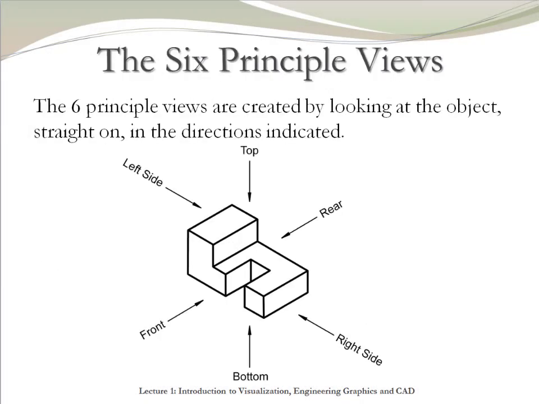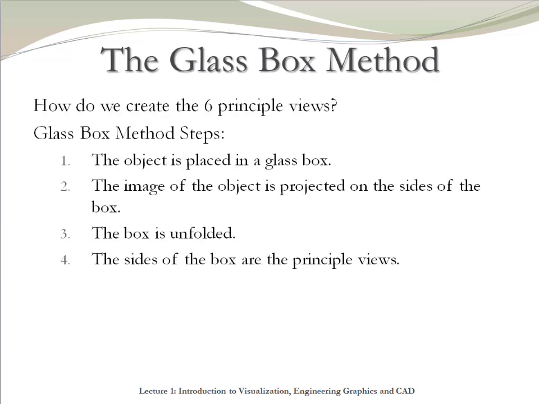Let's now learn how to convert an isometric object into an orthographic projection. This is done by using the 6 principal views: top, bottom, front, rear, right, and left views. These views are created by looking perpendicular to the surface. This is like taking a picture straight on, looking into each of the surfaces. The method that is used is the glass box method.